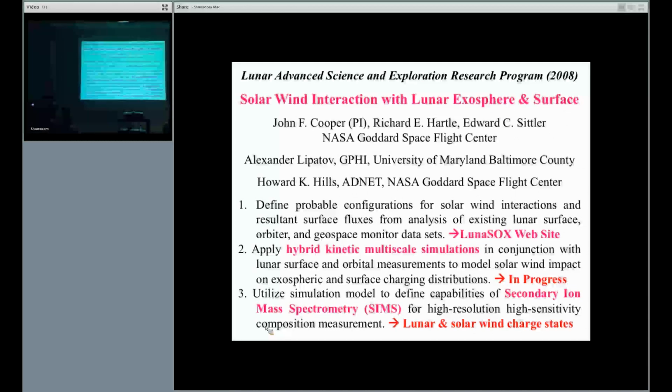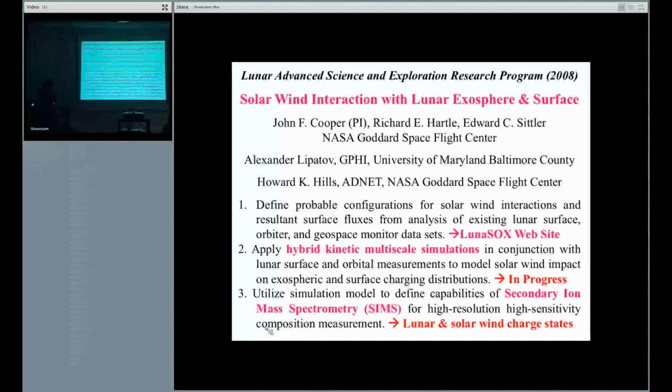So we're incorporating that into a website that I'll mention here briefly called LunaSox, and I'll talk about where that name comes from. Secondly, Dr. Alexander Lipatov is doing hybrid kinetic, multi-scale simulations of the solar wind interaction with the moon and its environment. So that's in progress, and we have some initial results that will be reported at a later conference, but I'll just show a snippet of that.